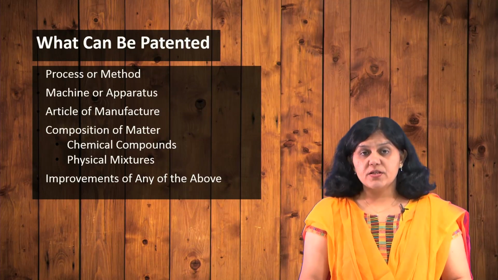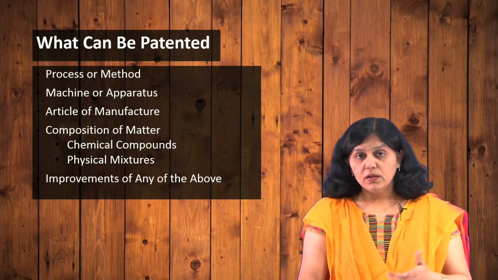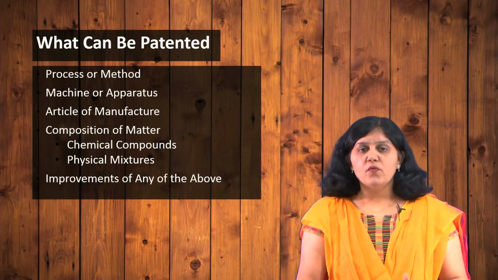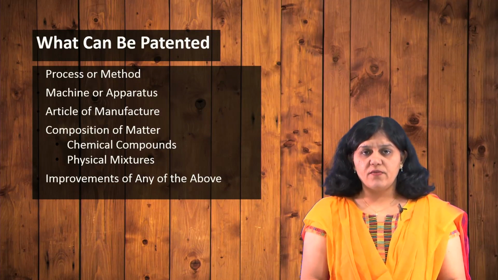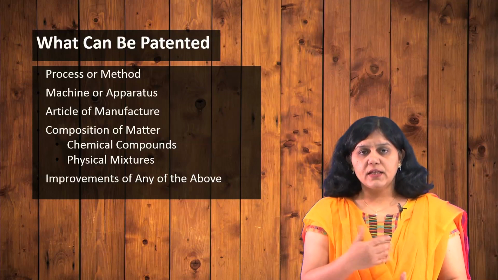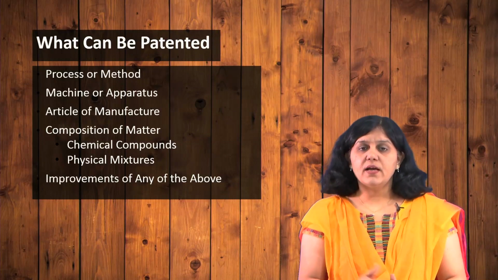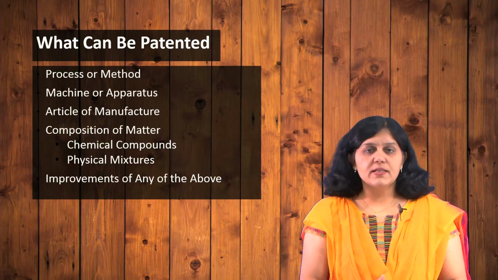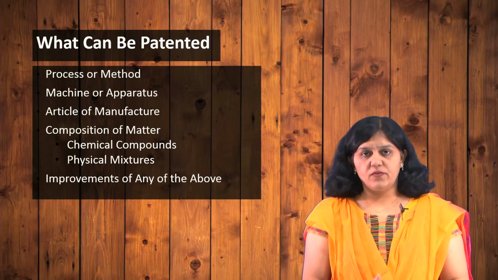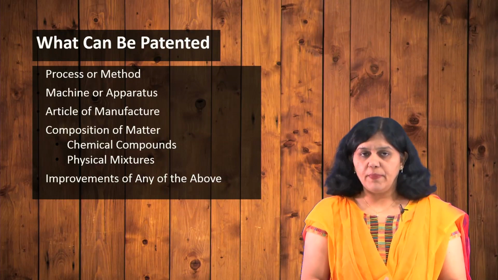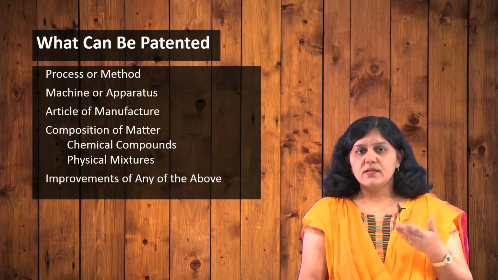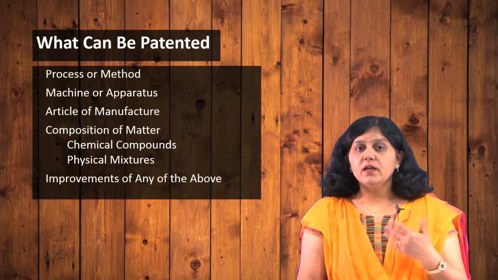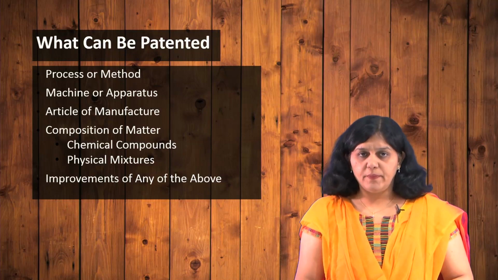Then any physical mixtures, or above that, anything above whatever we have mentioned, if you have made improvements, incremental changes, and we have already seen that incremental changes are there, and if there are substantial benefits, either economic benefit or effect benefits, obviously you can patent that thing. So, machine, process, article, composition and the improvements in them, you can patent.